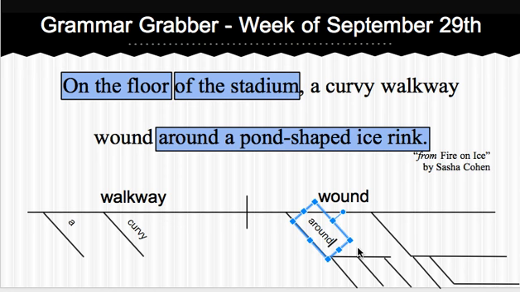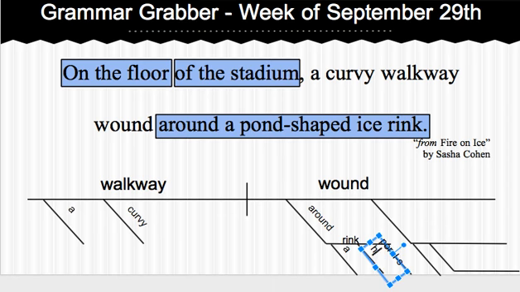And what is the walkway winding around? It's winding around a rink. We want a noun to go here on our horizontal line, and so we will put rink right here. All right, so we know that the walkway wound around a rink. There are three parts that are describing the rink to us. One is our article, a. Another is the shape of the rink, which is a pond-shaped rink.